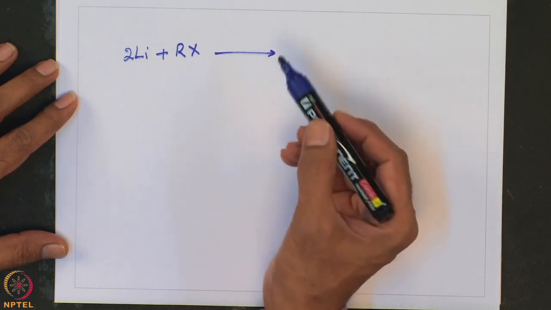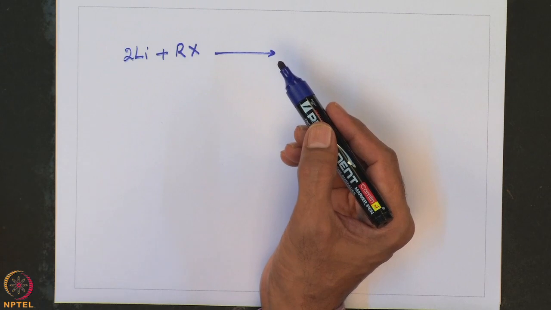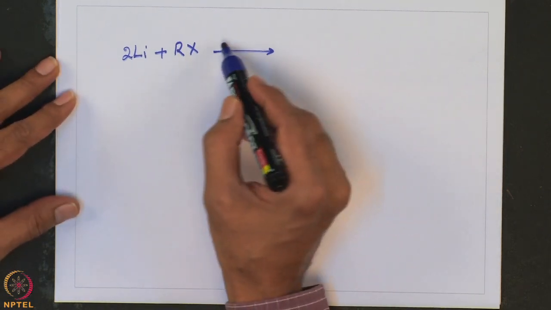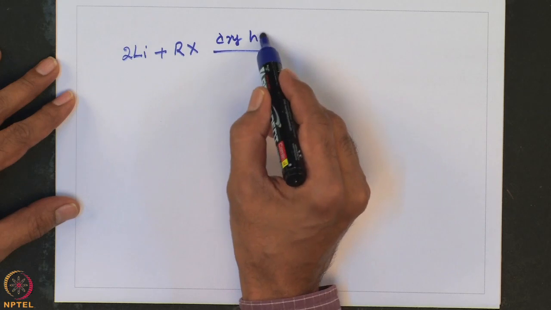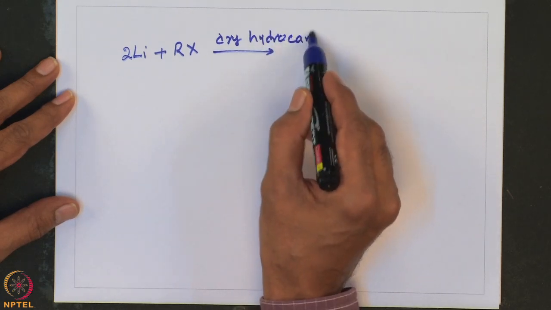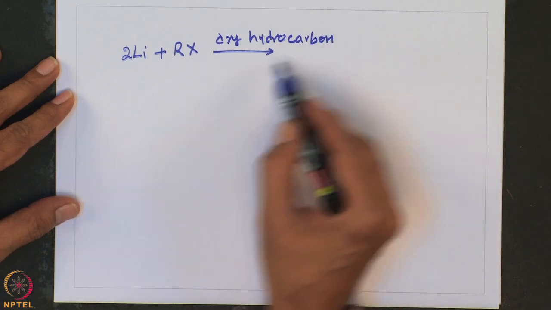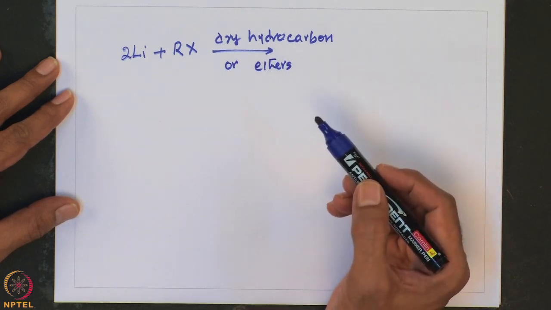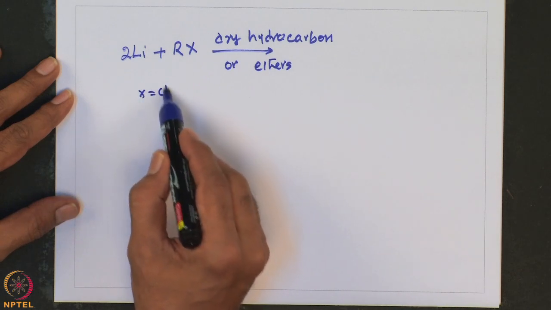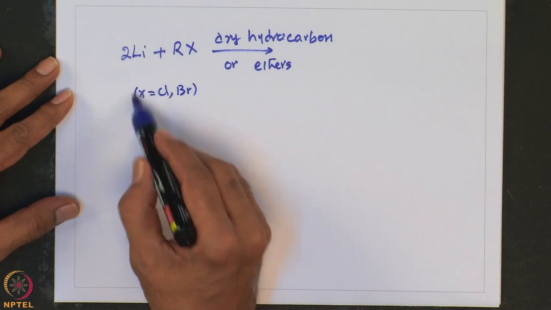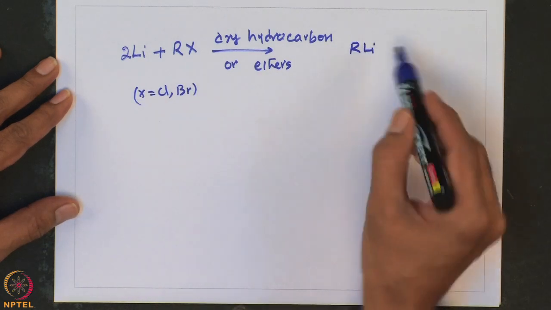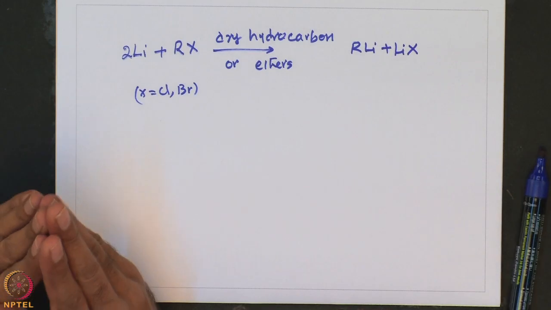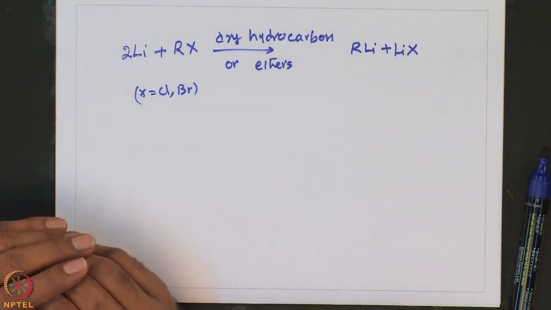one has to remember that these reactions have to be carried out strictly under inert atmospheric conditions using dry hydrocarbons and thoroughly dried glassware, or dry ethers such as diethyl ether or tetrahydrofuran, and here X can be preferably Cl or Br. Here it forms RLi plus LiX. This LiX is insoluble and can be filtered off, and the solution would contain alkyl lithium.